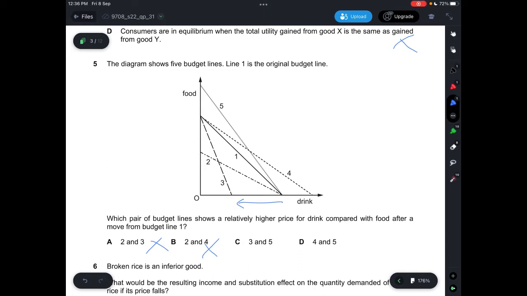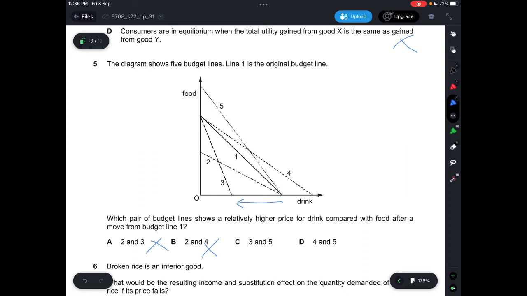So you can see here, if we were to compare 4 and 5, because we didn't know that 3 is definitely one answer because of the relatively higher price for drink. So you can see 4 and 5 here, the food price compared to budget line 1 is the same. But for drinks it is relatively lower. But now we are talking about a relatively higher price for drinks. So 4 is also ruled out.